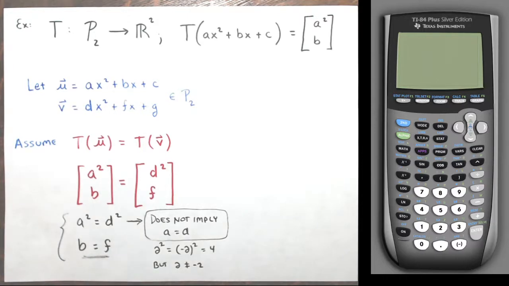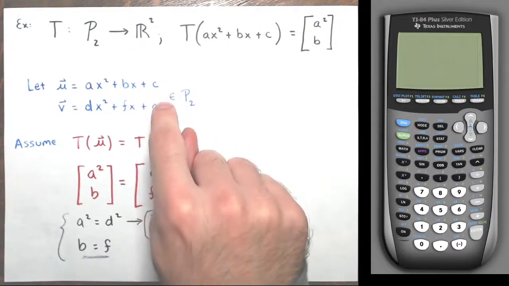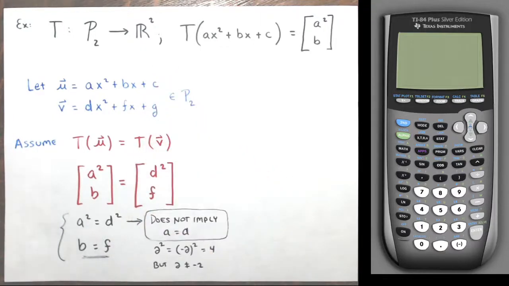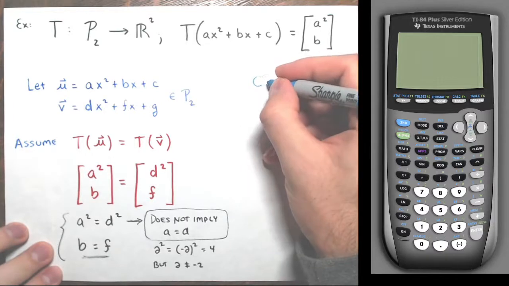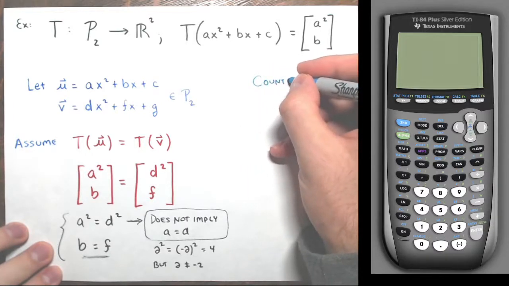So I feel that this particular transformation is not one-to-one. Also, notice how c and g aren't even mentioned here, and we're trying to also show that c and g are equal. Basically it looks like c could be anything and g could be anything else. So we're not even showing that c equals g. So I'm thinking very much so that this particular transformation is not one-to-one. And I will simply think of a counterexample here.